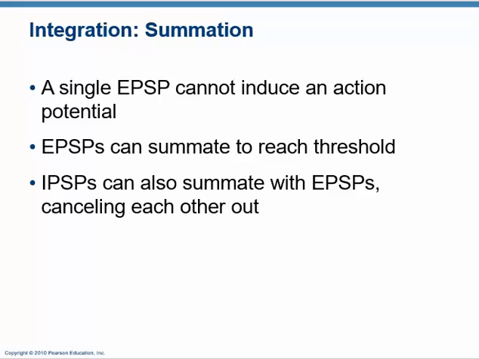Usually, just a single excitatory postsynaptic potential can't induce an action potential in the postsynaptic neuron. But add them up, and you can summate them, and you can reach the threshold. But inhibitory ones will also summate, and they will cancel out. So you need enough excitatory ones to reach the threshold.